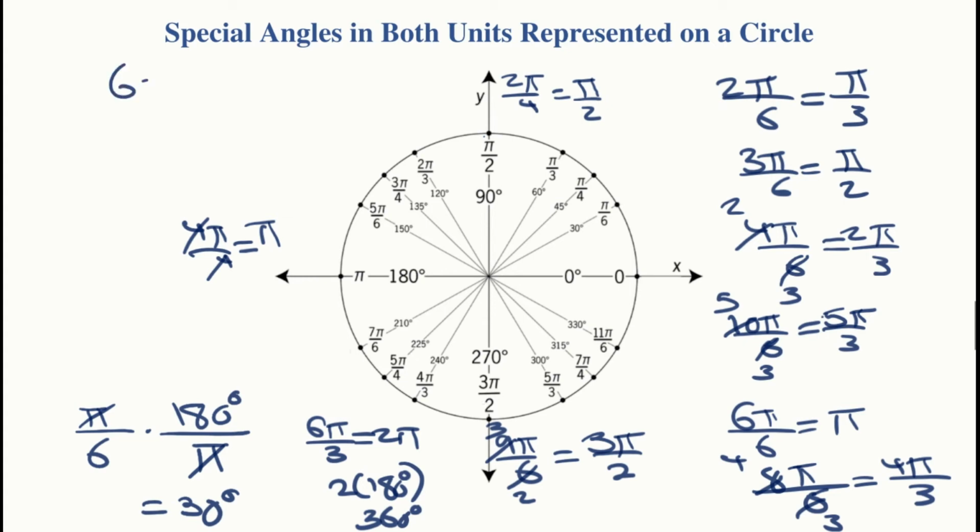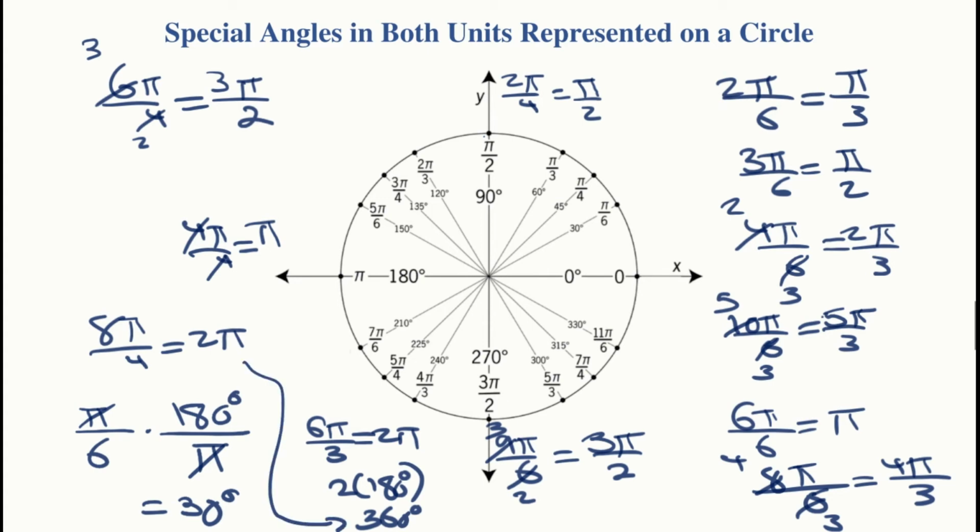Notice 6 pi over 4, 2 goes into 6 3 times, into 4 2 times. That's the same as 3 pi over 2. And then 7 pi over 4, and then 8 pi over 4. 8 pi over 4 is just 2 pi, see? Which is again the same as 360 degrees. So become really familiar with this scenario, because we're going to be using this kind of a setup very heavily from this point forward.